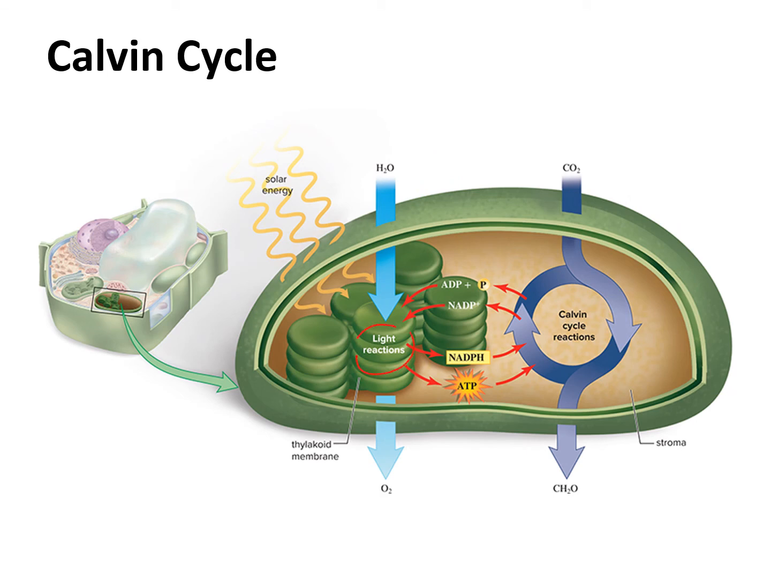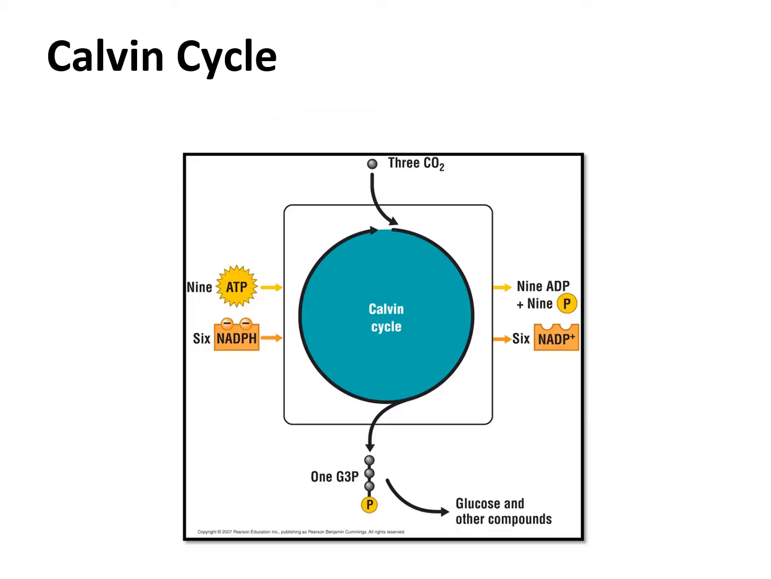After the light reactions, which occur in the thylakoid membranes, have harvested the light energy and converted it into ATP and NADPH, now it is time for the carbon dioxide to be fixed into sugar. That process is called the Calvin cycle, and this occurs in the stroma of the chloroplast. This is a very simplified diagram of the Calvin cycle, and it essentially shows you what goes into the Calvin cycle and what comes out of the Calvin cycle.